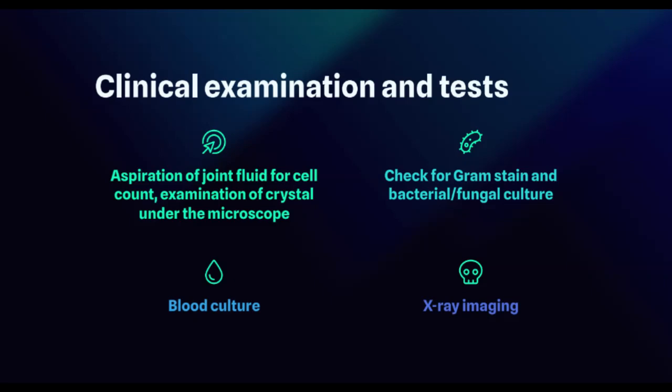A cell count reveals the presence of white blood cells, an indicator of inflammation, while examination of crystals under the microscope may hint at underlying conditions such as gout or pseudogout. But our quest for clarity does not end there. The microscopic scrutiny of gram stain and bacterial or fungal culture unveils the identity of the elusive pathogens lurking within the joint space. Beyond the confines of the joint, our search extends to the bloodstream, where blood cultures serve as sentinels, detecting the presence of circulating pathogens and guiding our therapeutic interventions.